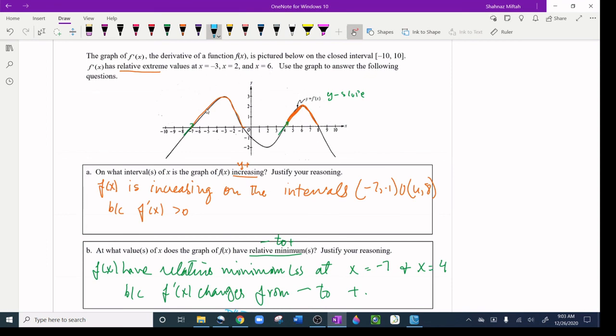So tangent line on this f prime. If I take a tangent line over here, these are all positive tangent lines. If I take tangent lines here, these are all negative slopes. If I take tangent lines here, these are all positives. These are all negative tangent lines. So where is it concave up? From negative infinity to negative 3.